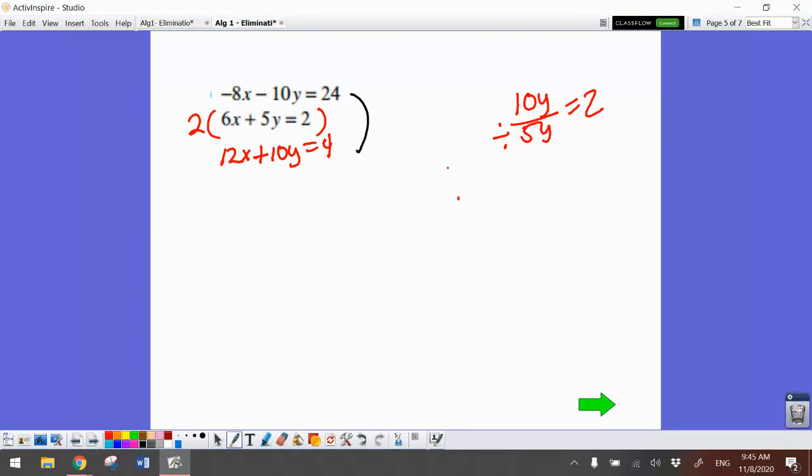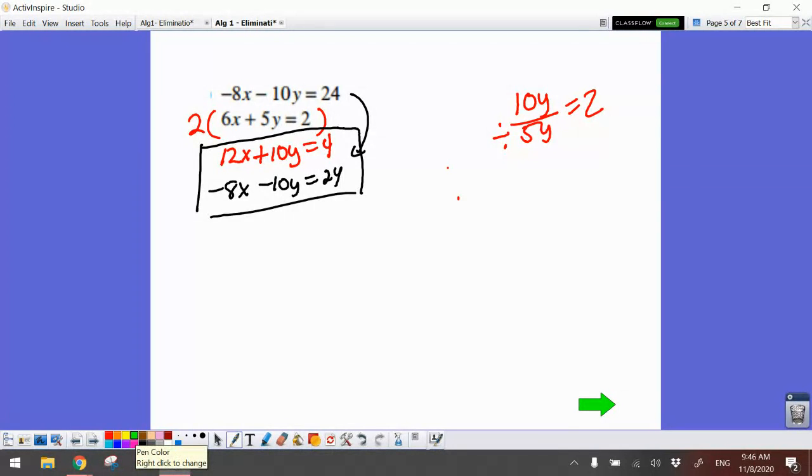I'm going to go ahead and rewrite this top one so that I don't have quite as much of a mess. And I'm working inside this box now. So go ahead and hit pause, cross out your additive inverses, and solve.